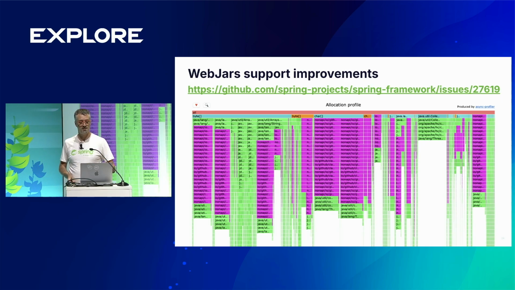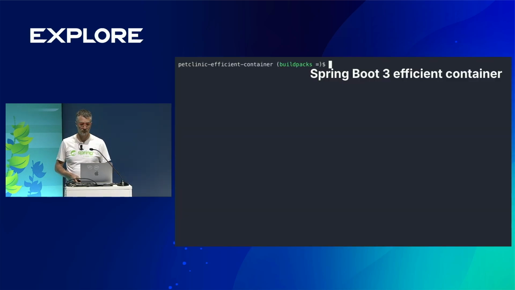So this efficiency issue has been found by the Spring community, and we have been able to totally remove this crazy classpath scanning done by WebJars at the beginning. And now it's all by convention, super smooth. So let's see, with all those optimizations, what kind of efficiency we have.